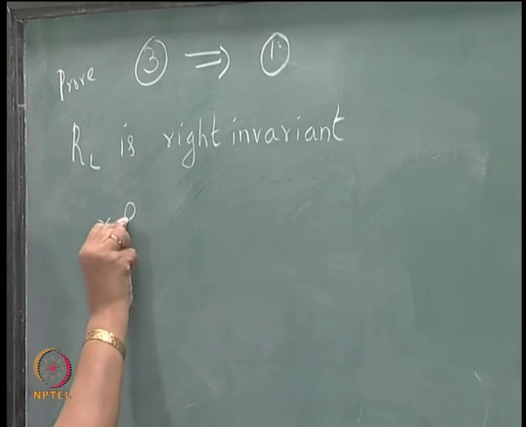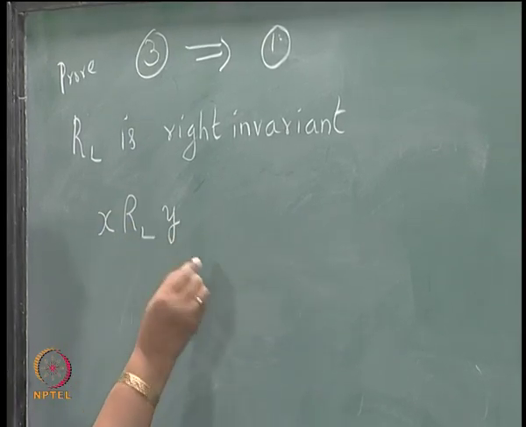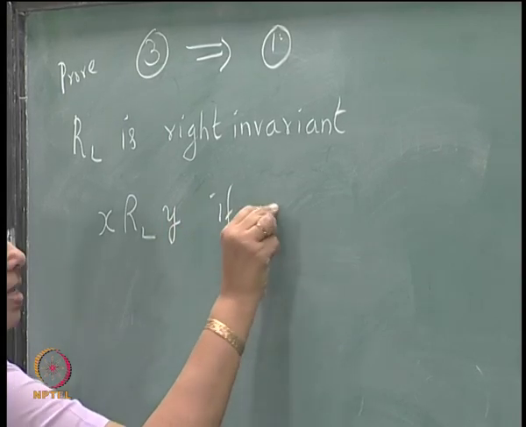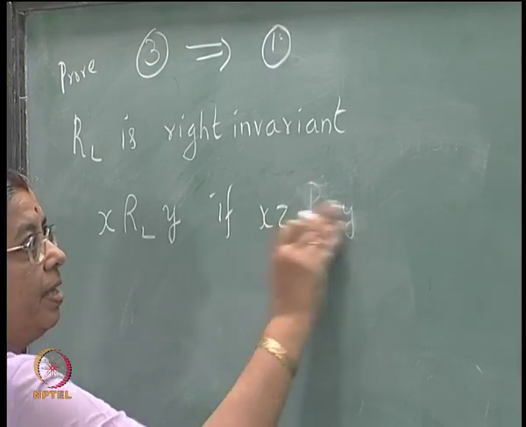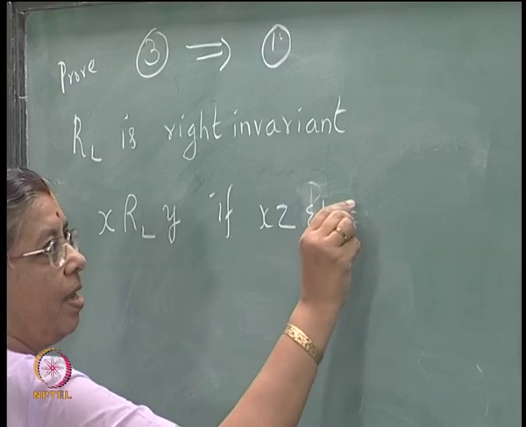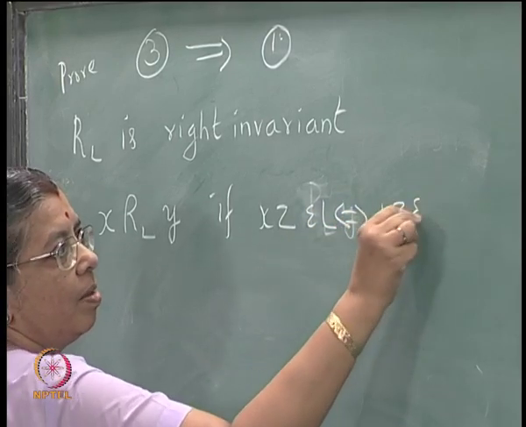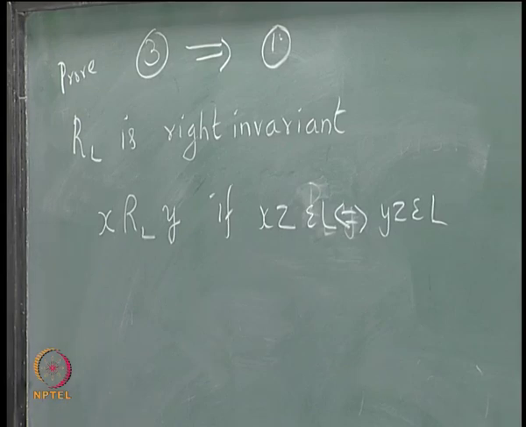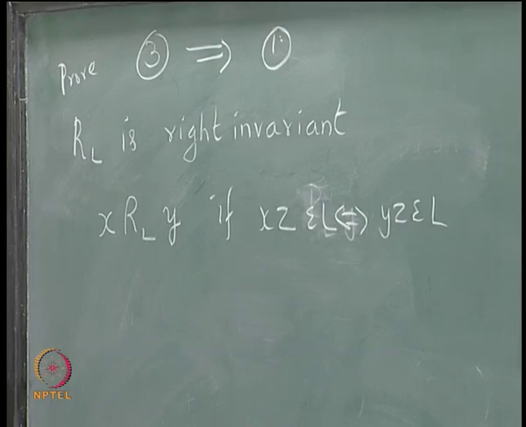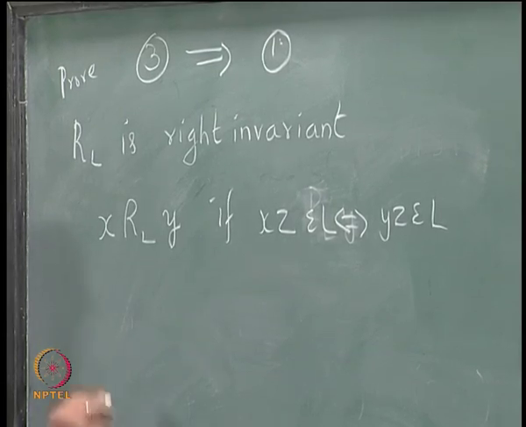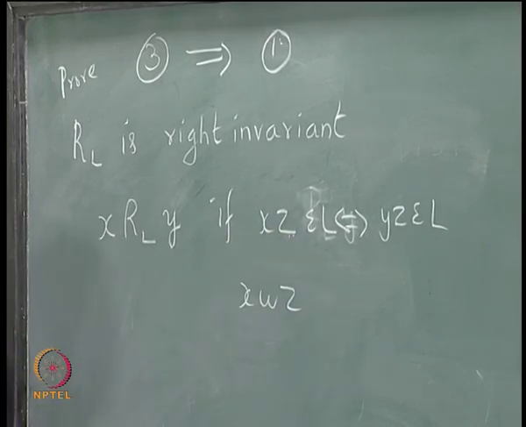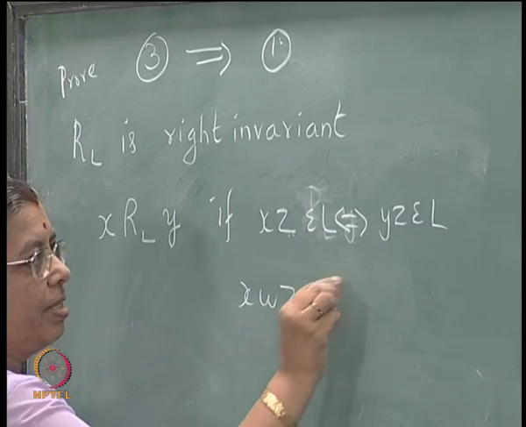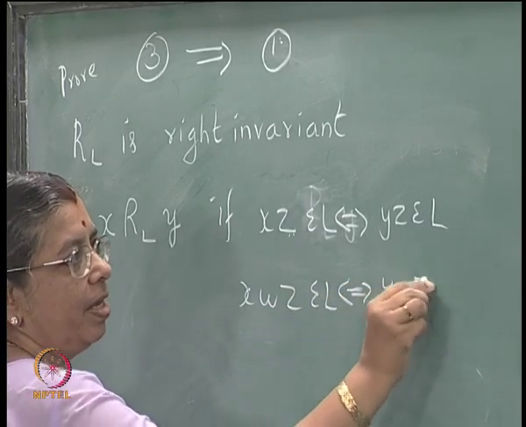The definition of RL is: X RL Y if XZ belongs to L is equivalent to saying YZ belongs to L. Now, instead of taking Z, I take WZ, that is XWZ, this can be anything, right. So, I say XWZ belongs to L is equivalent to saying YWZ belongs to L.